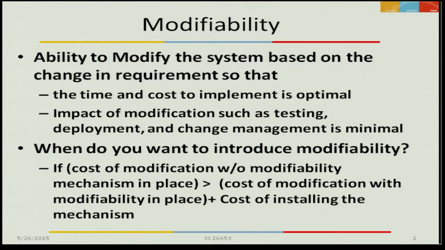So your new system has modifiability in place, and the cost of modification is the cost to change such a system, plus the cost of installing the mechanism. In fact, the cost of installing that mechanism is just a one-time cost. So ideally, if your system is modifiable, then the cost of modification with modifiability in place plus the cost of installation should definitely be less than the cost of modification without modifiability.